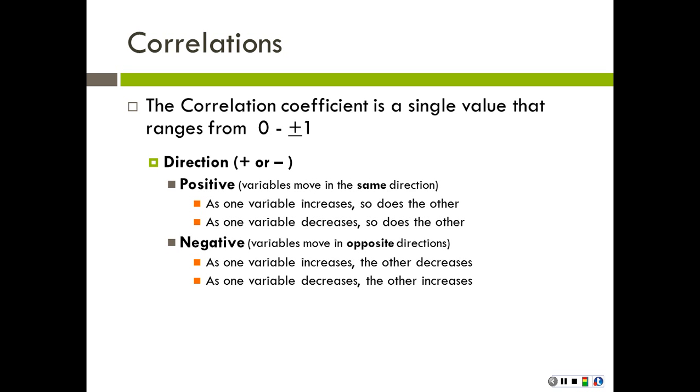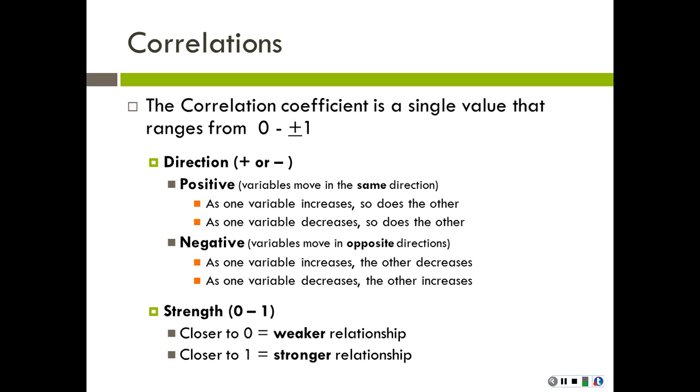Okay, so direction is given by positive or negative, right? Strength is given by the actual number. So the closer the coefficient is to 0, the weaker it is. It's basically saying there's 0 relationship, right? 0 is weak. The closer the coefficient is to 1, either positive or negative, the stronger it is. 1 is the highest it can go.